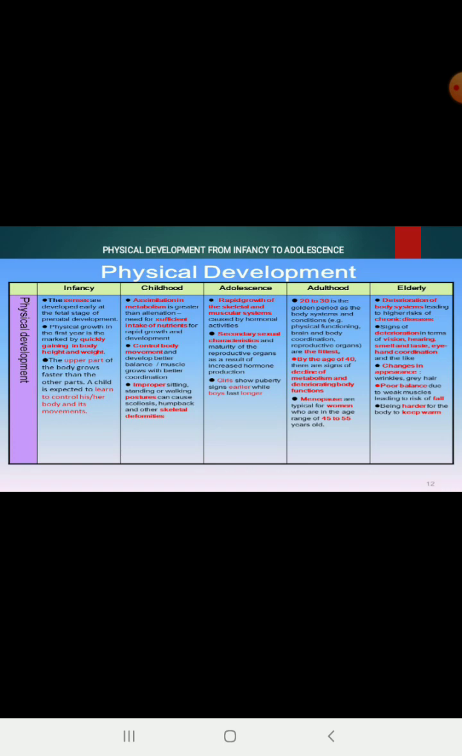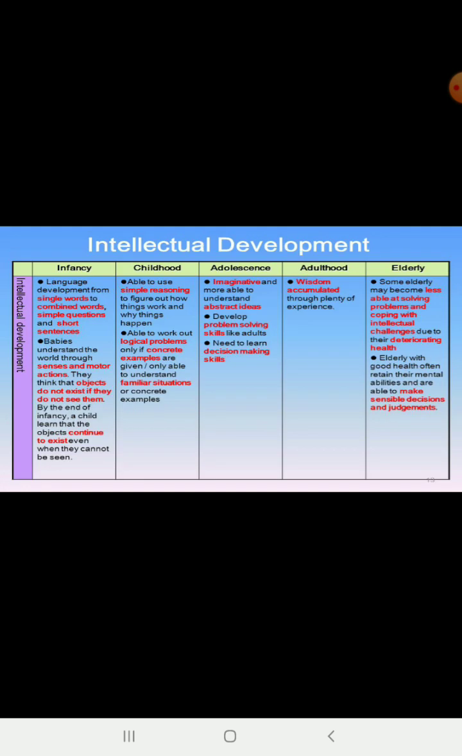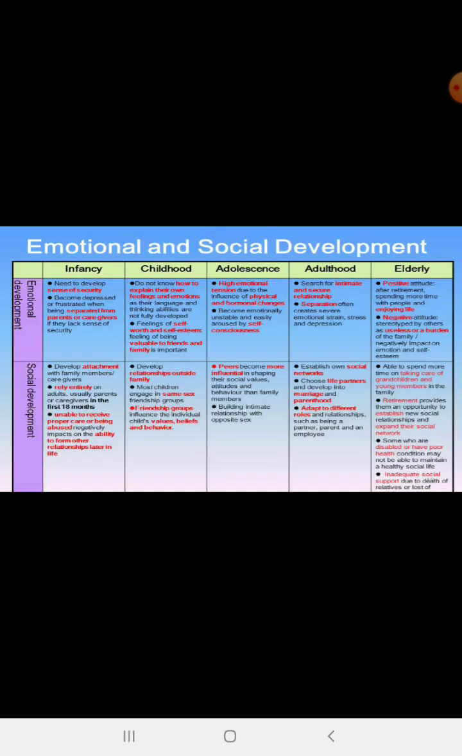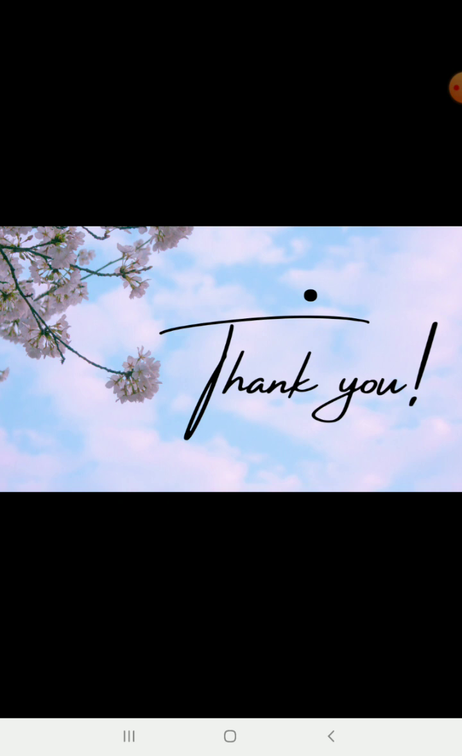This chart indicates the developmental stages: rapid growth, physical development, intellectual development. These are the emotional and social development.